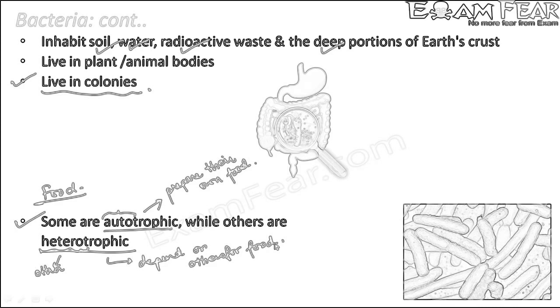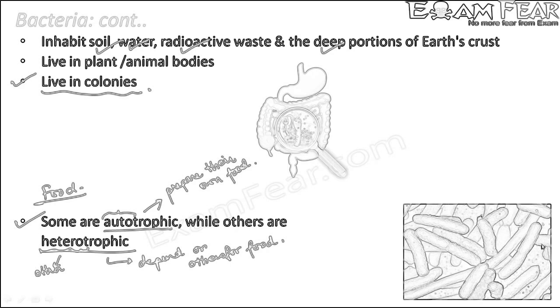Similarly, human beings either depend on other animals for their food or they depend on plants. So they also depend on other organisms for their food. So they are also heterotrophic. So some of the bacteria can prepare their own food, whereas some others depend on others for their food. So some are autotrophic while some others are heterotrophic.